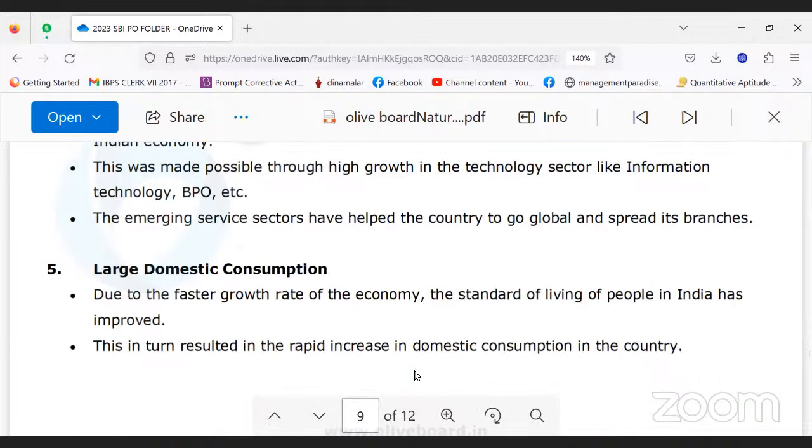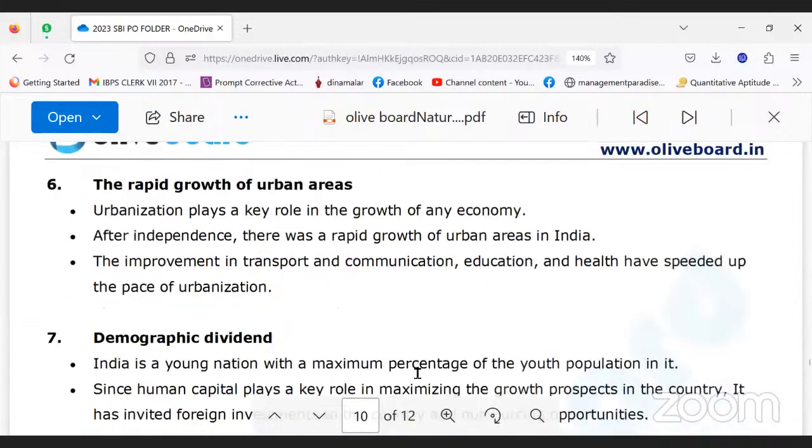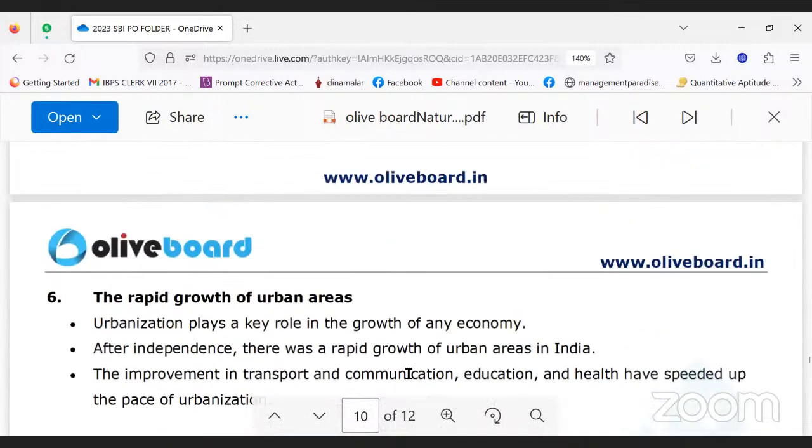Large domestic consumption. Due to the faster growth rate of the economy, the standard of living of people in India has improved. This in turn resulted in the rapid increase in domestic consumption in the country. Yeah, very good.